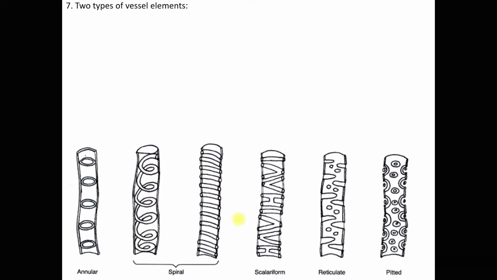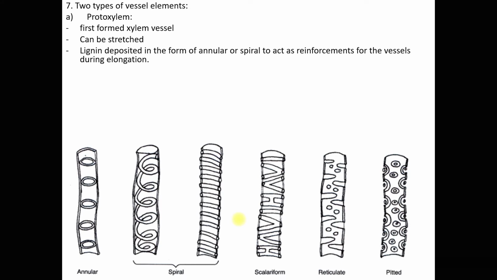Now, so there are two types of vessel elements. Okay, protoxylem. These are the first form of xylem vessel. Can be stretched. And then lignin deposition, or the lignin is deposited in the form of annular. Can you see the annular? Okay, then spiral, which act as reinforcements for the vessel during elongation. So now in your mind, protoxylem can be stretched or elongated, and their lignin pattern is annular or spiral.